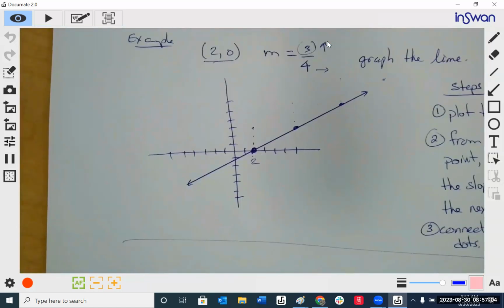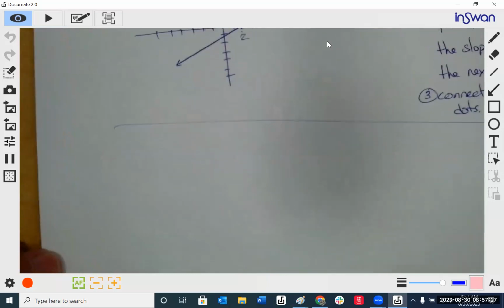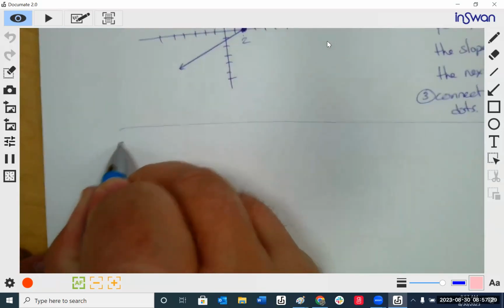If we have 2 points, can we do it? No, just 2 points. If we have 2 points, just graph them and connect the dots. So that's all you need. Here's another example.